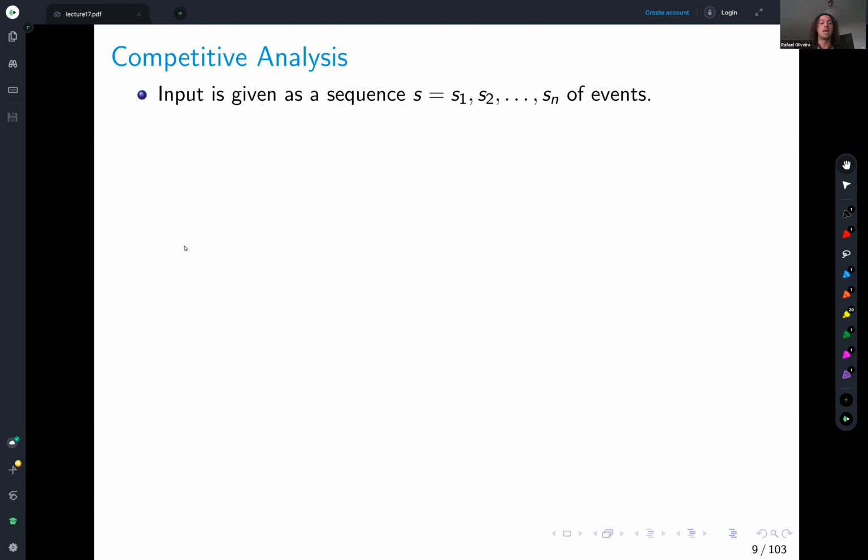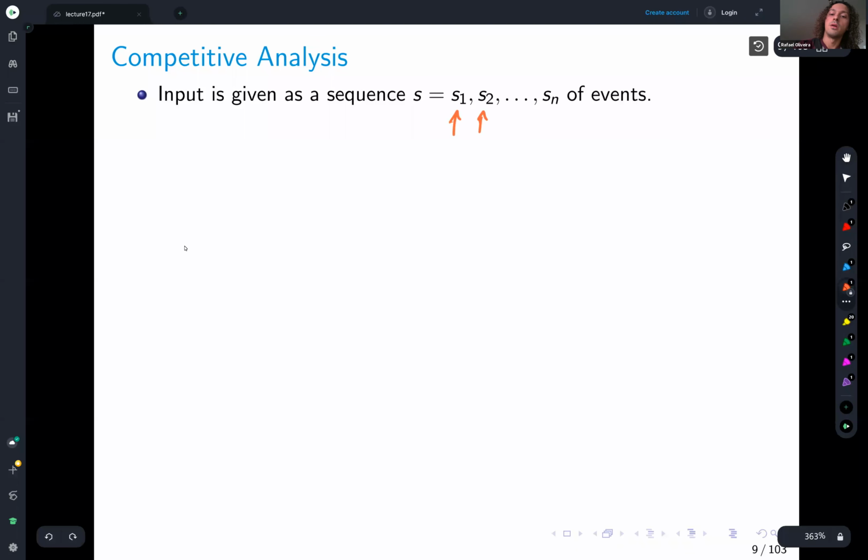Your input is given as a sequence S of events. Each of these S_i is going to be an event. For example, if you're trying to guess the weather, what would be your input? Well, your input would be the daily weather, which comes as each day arrives. And let's say S_i can be 0 or 1: 0 if it's not raining, and 1 if it's raining. And then you're trying to make a decision whether to take an umbrella or not. That's, for example, an online problem.